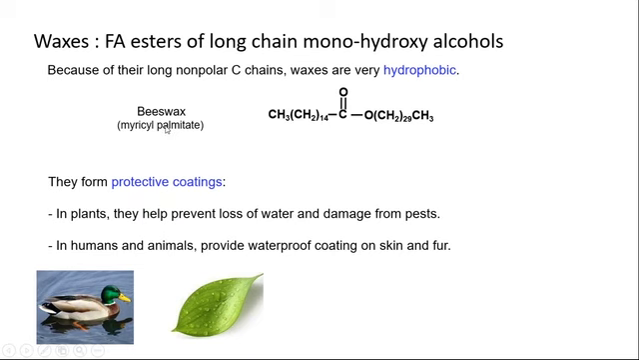So what does wax do? Wax is hydrophobic, so they will repel water. In plants, the wax on the leaves will prevent loss of water and damage. In humans and animals, it provides a waterproof coating on the skin. If you look at a duck, you will see that the outside of it is coated with wax, and you will see that they never appear to be wet. They can just shrug off all the water from them.